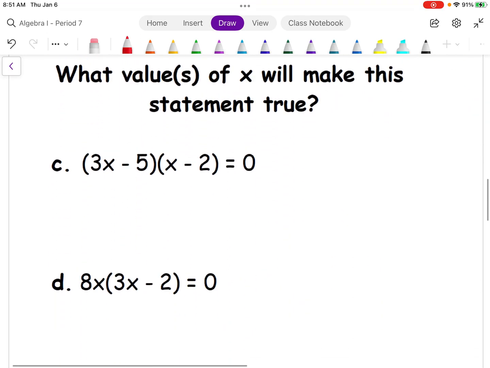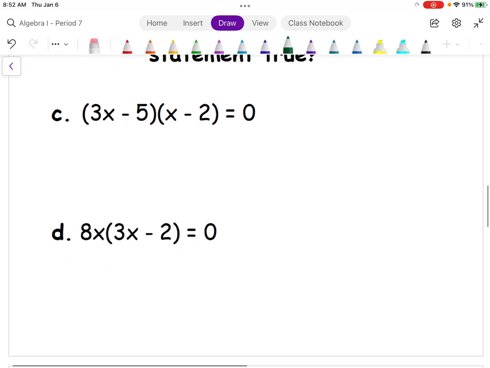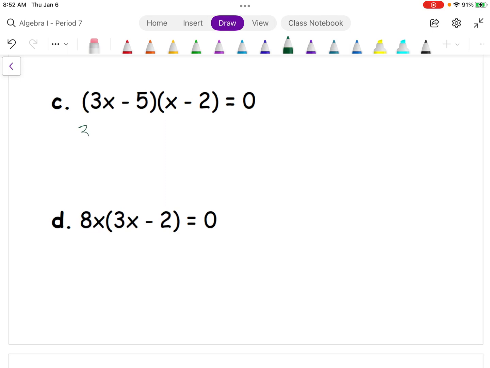Let's do a couple more examples. So we want to figure out what values of x will make the statement true, right? What value of x would make 3x minus 5 times x minus 2 equals 0? And since we have two factors, we're going to have two answers again. So we have a situation where 3x minus 5 equals 0. So we can add 5 on both sides, and we get 3x equals 5. And then we can divide, so we see that x could be 5/3. That is one of our answers.